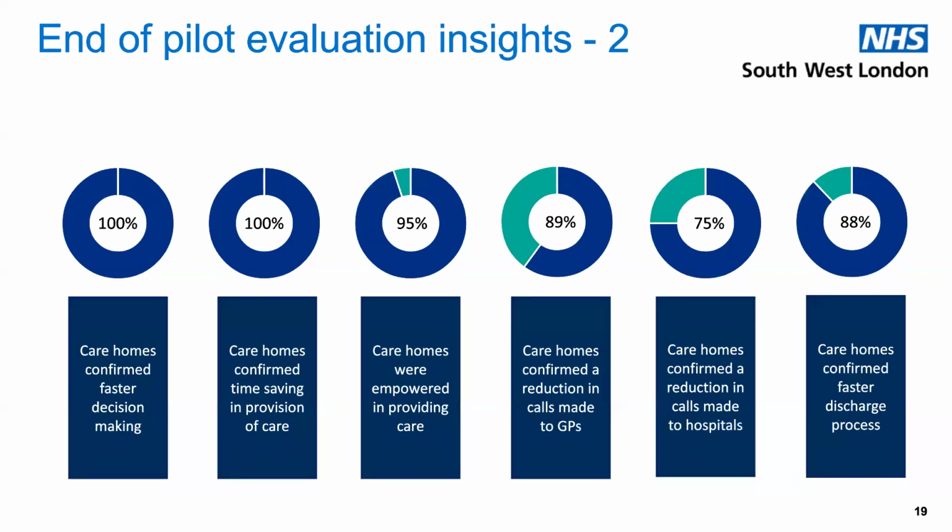Part 2 of this, again, 100% confirmed they made faster decisions, 100% confirmed time saving. And this one I like, and it goes back to what Nina said just now. The care staff felt empowered providing care, having this access. They confirmed there was a reduction in calls made to GPs and hospitals, and a faster discharge process. So a huge amount of positives. This was taken on board in early 2023, and then the wheels were set in motion at that point to begin a rollout, which took about a year, where we reached March, April this year, when we could finally roll it out to the first homes. Next slide, please.